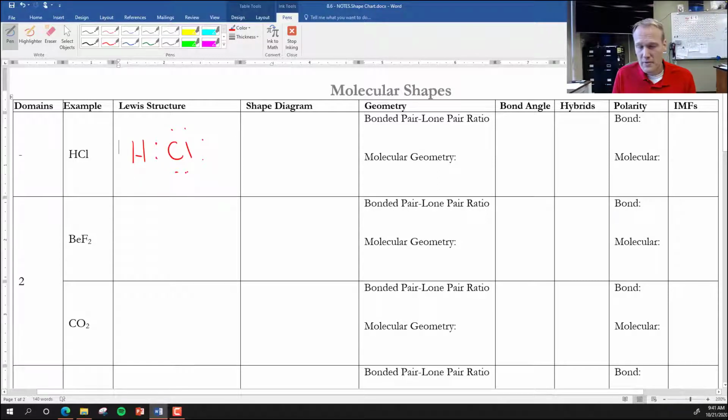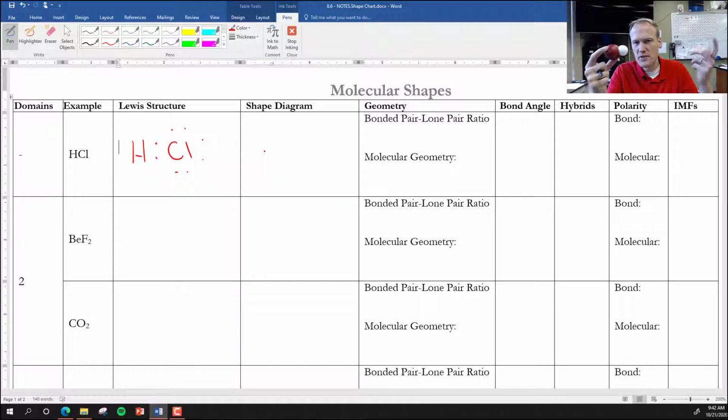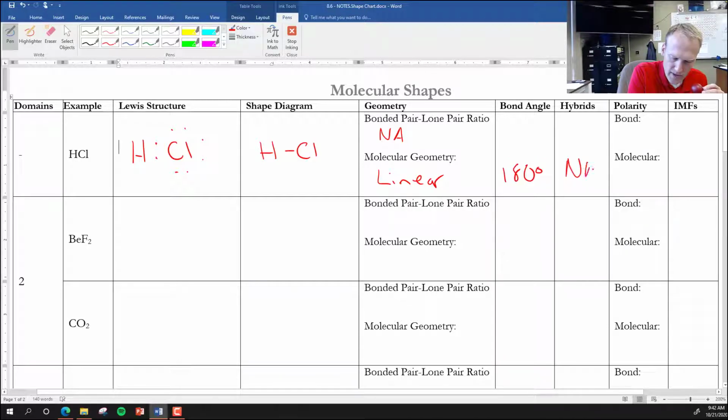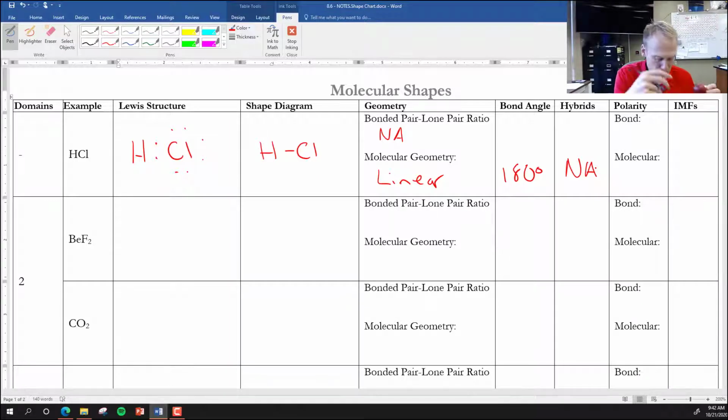Some of these Lewis structures I'm going to go through pretty quickly for the sake of time. If we look at hydrochloric acid, the shape diagram is pretty much a straight line. Because there's only 2 atoms, we can only really draw this in one way. There's not really a bonded to lone pair ratio because there's no central atom. And the molecular geometry, because there are only 2 atoms, is linear. The bond angle would be 180 degrees, and there wouldn't really be a hybridization once again because there's no central atom. Hydrogen is 2.1 and chlorine is 3.0.